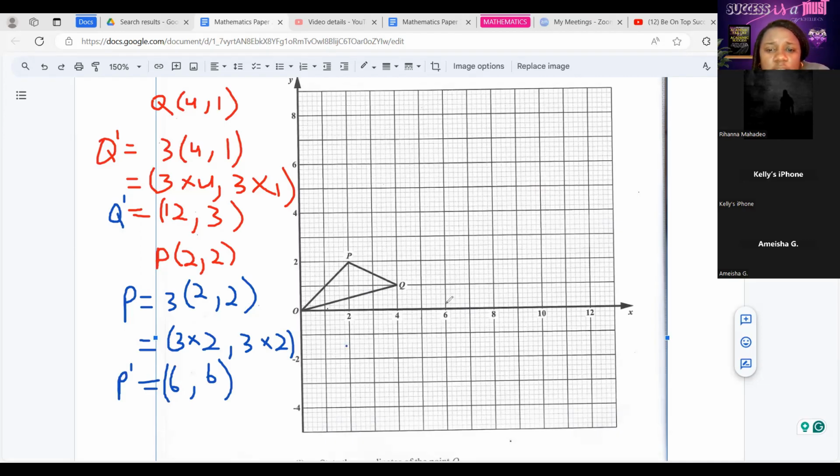to locate them. So 6, 6, where x is 6 and y is 6. That will be here. That is P prime. And where is the other one? Q prime. Where x is 12, we have 12. And that stops somewhere around here because up to y is 3.